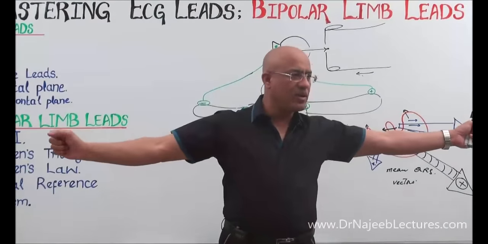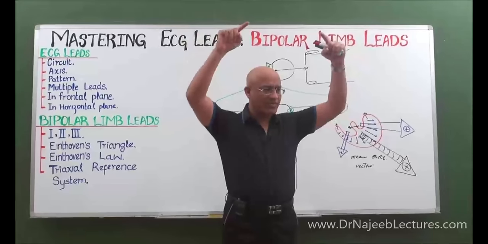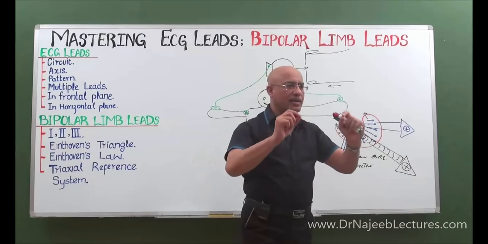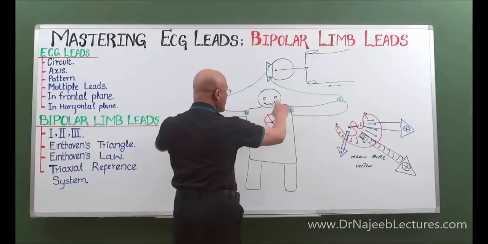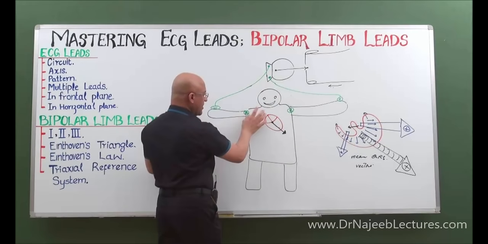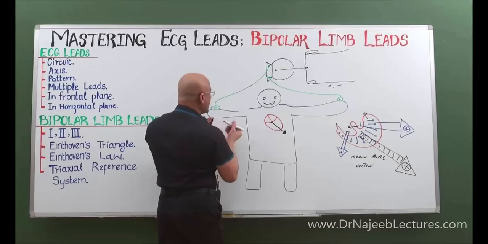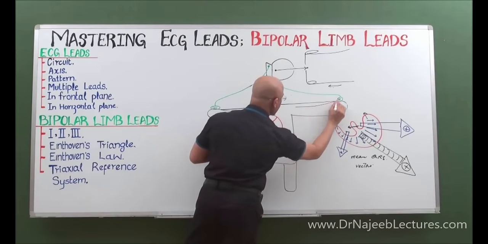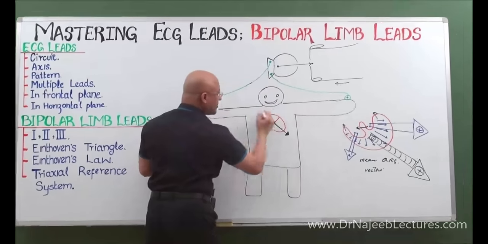Left arm wrist has the positive terminal. These two terminals, along with their wires and the electrocardiographic machine, this whole system is called the circuit of the lead, right? Now, this lead circuit is how the lead records or senses the electrical activity. This is the circuit, right? This is the circuit.